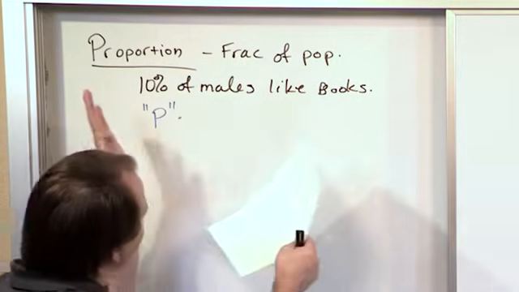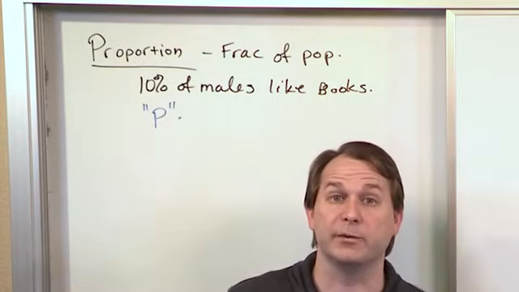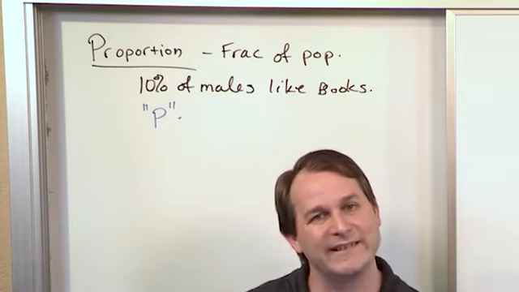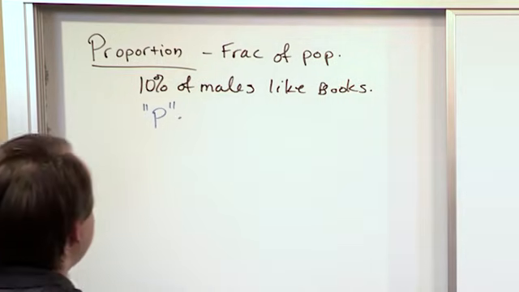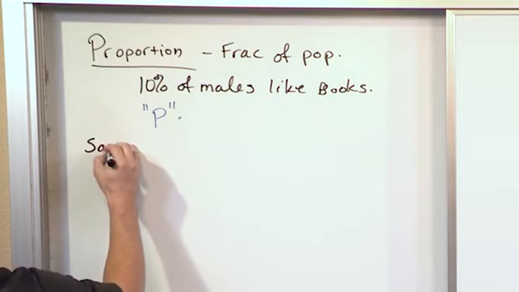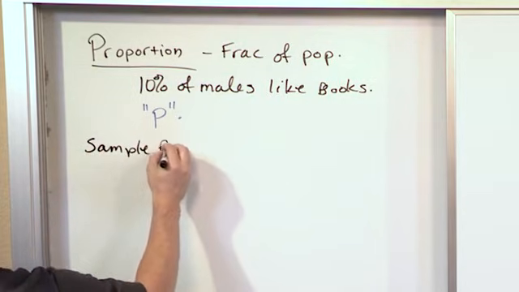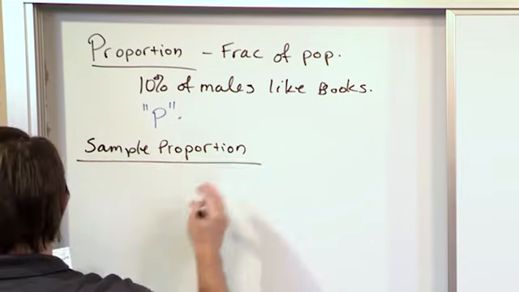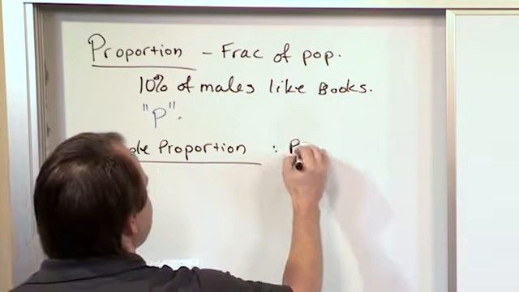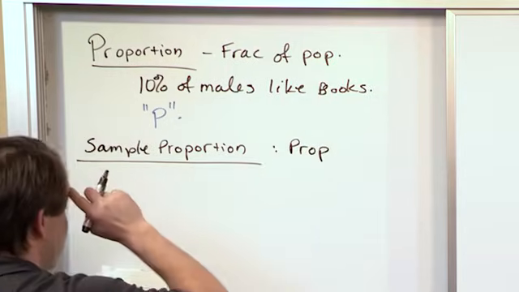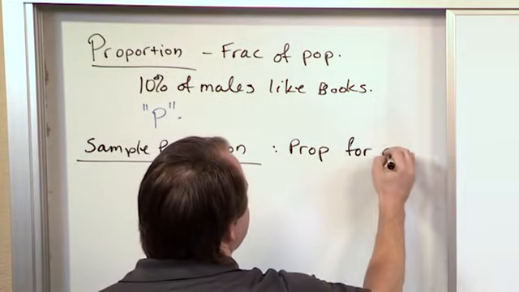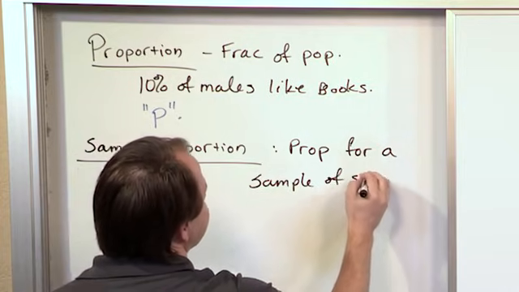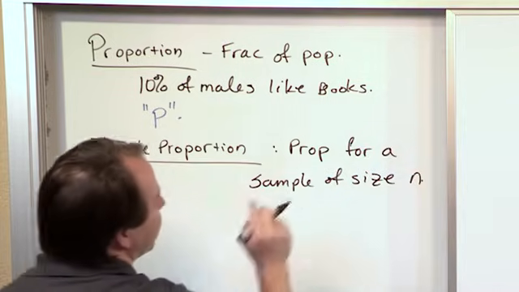All right, now this is the proportion of a large group of people called a population, but we can never really measure everyone in the population. So we really talk about sample proportions a lot. And that's exactly what it sounds like. If we have a sample proportion, what a sample proportion is, it's a proportion for a sample of size n. Sample size is usually called n.